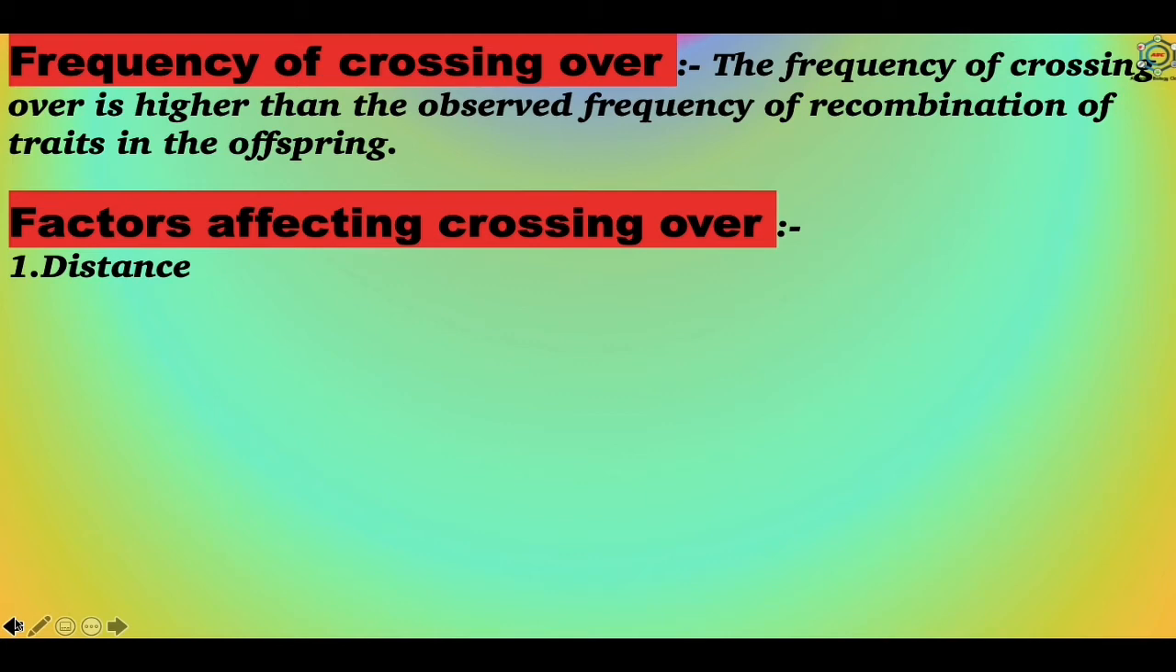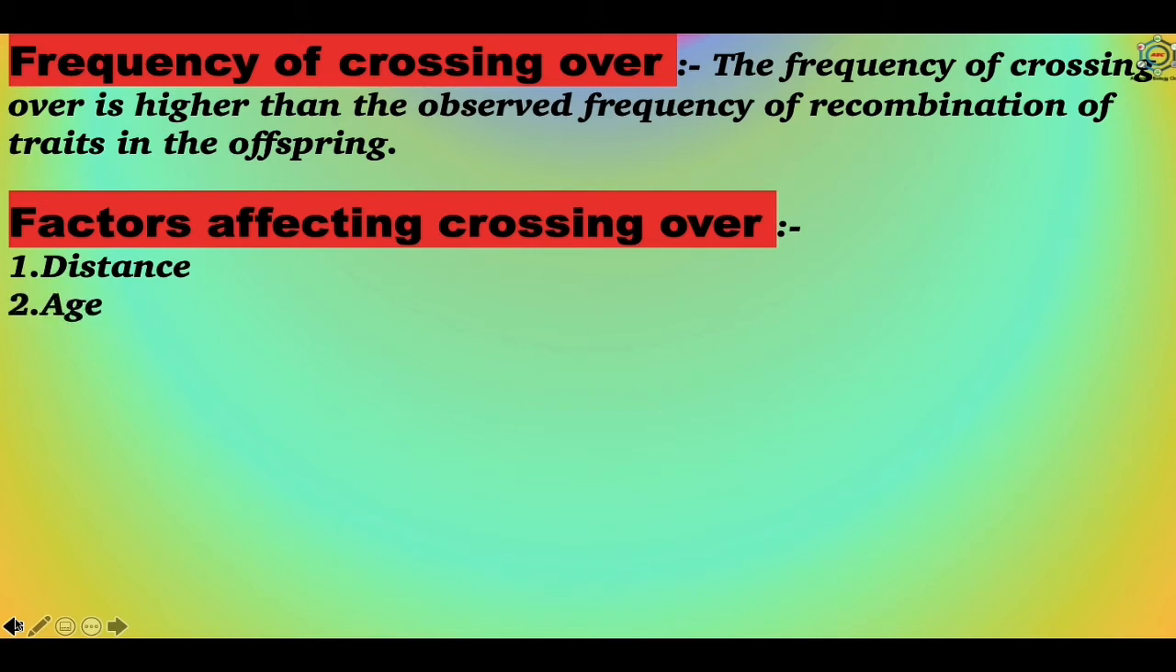Now the first factor that affects crossing over is distance. The frequency of crossing over of genes is directly proportional to the distance between them in the chromosome. So the more distant two genes are in a chromosome, the greater opportunity they have for crossing over. The closer two genes are in the chromosome, the lesser chances they have for crossing over.